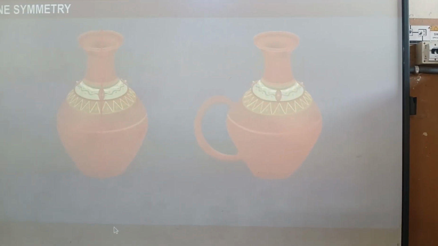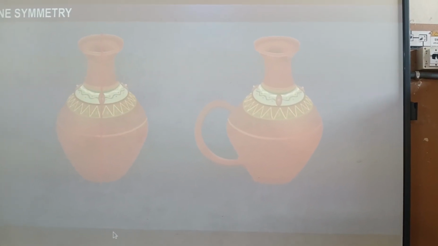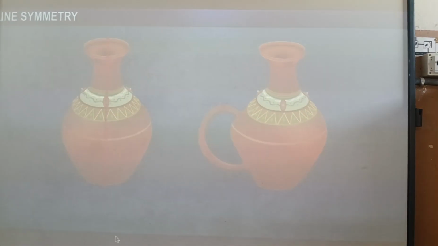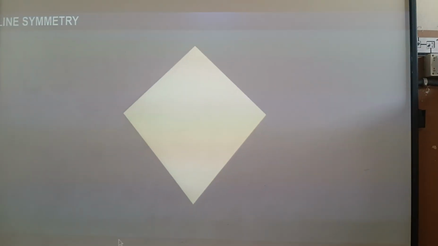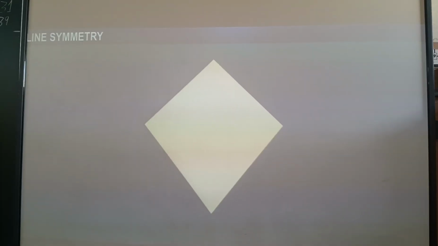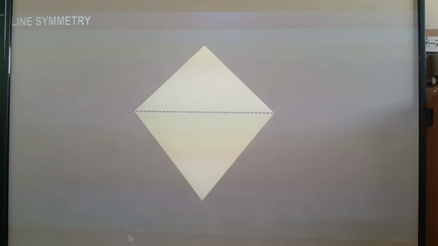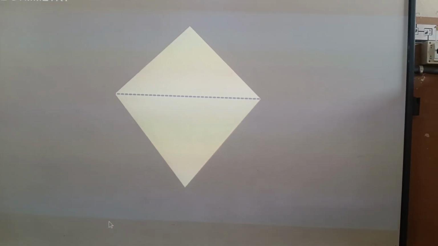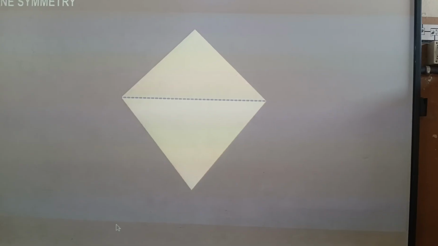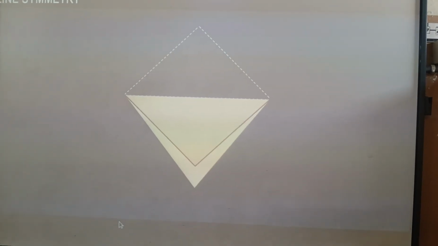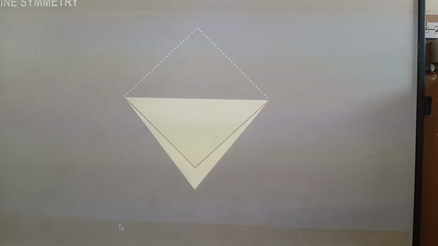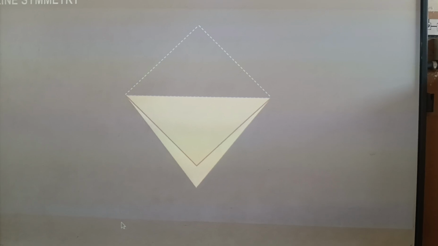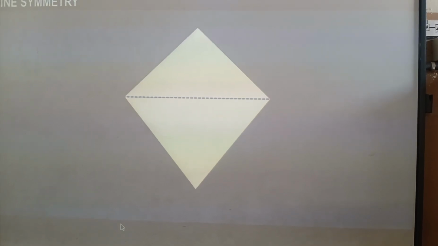Now, let us explore line symmetry in some geometric shapes. Consider this kite shape. Let us see if the horizontal line shown here is a line of symmetry for this kite shape. As the horizontal line does not divide the kite shape into two identical halves, it is not a line of symmetry for the given shape.